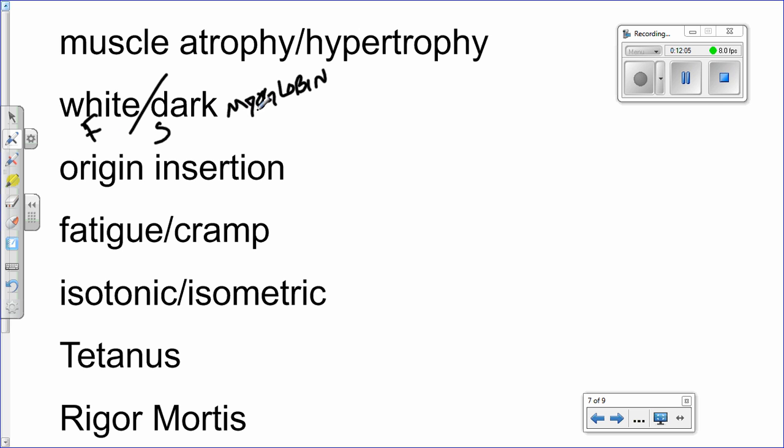So if you're talking about turkey meat, the legs that the turkey is walking on constantly tend to be the dark meat where there's lots of myoglobin, and the white meat or the power stroke meat where there's lots of power in a burst of energy tends to be the breast meat of the turkey.